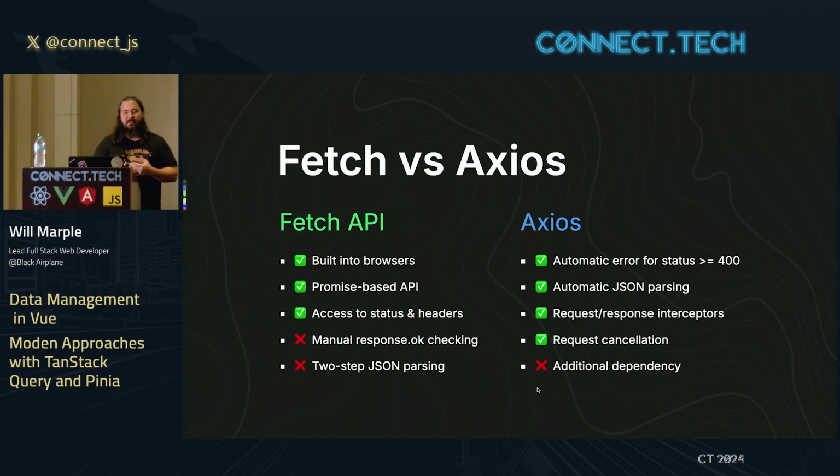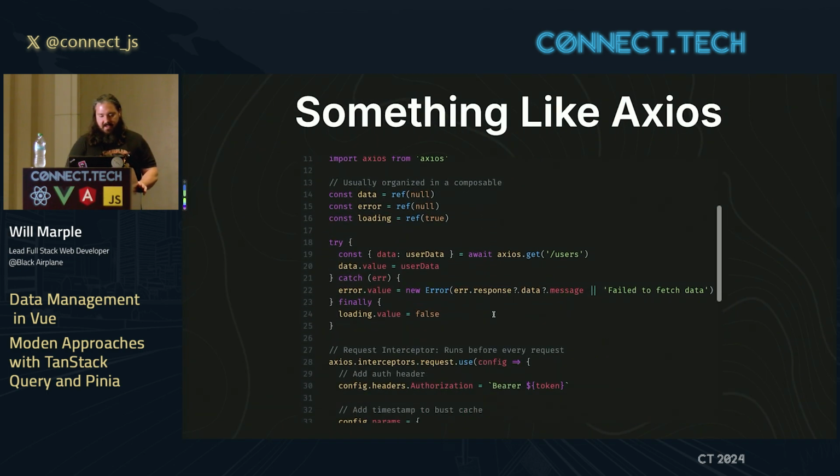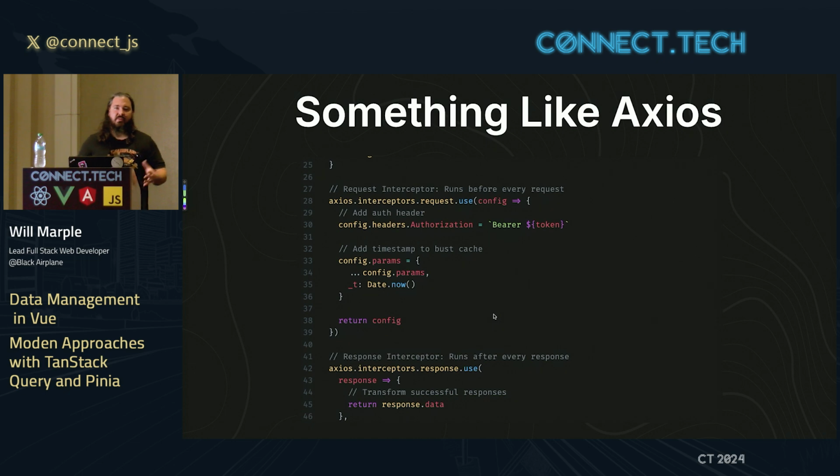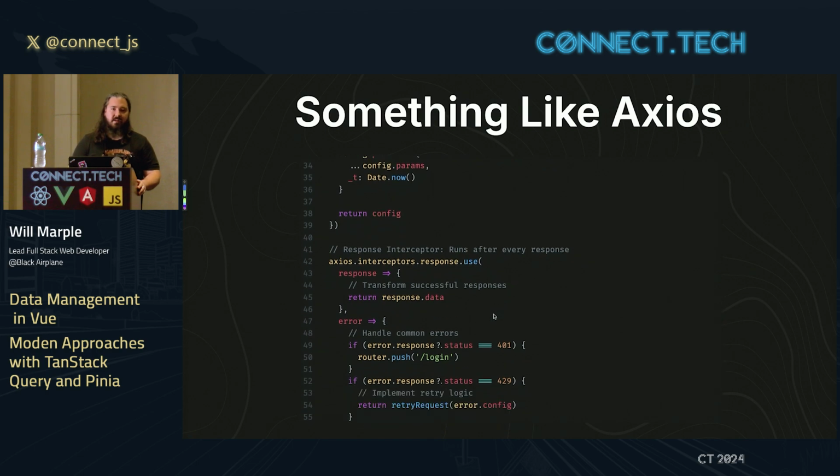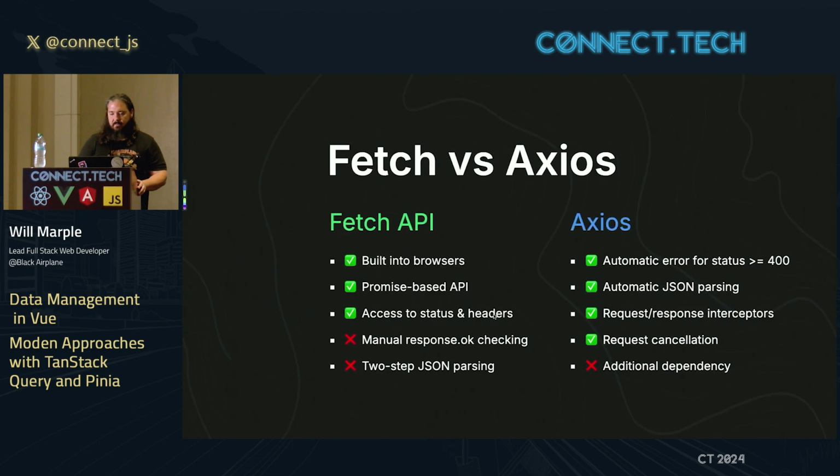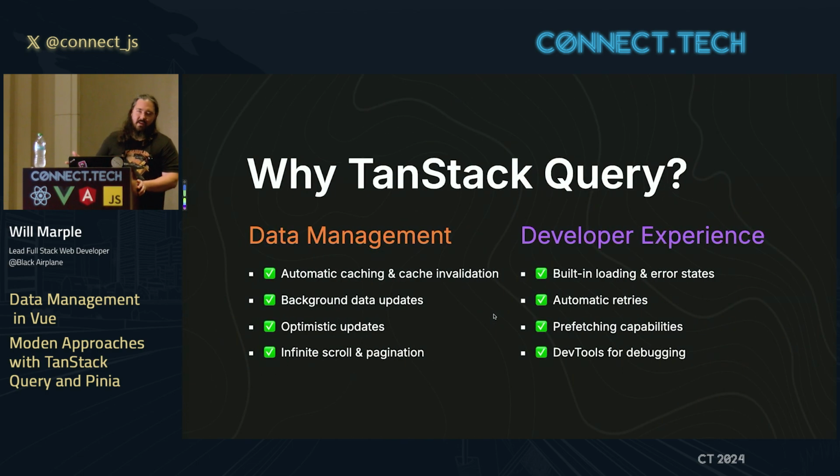What's it giving you, right? Automatic errors raised for anything over 400, automatic parsing of your JSON, request and response interceptors. That sounds fancy, but it's just a way of hooking in and doing a middleware kind of thing before or after a request happens, globally. And these can be super useful. It doesn't introduce an additional dependency, but a battle-tested and small one at that.